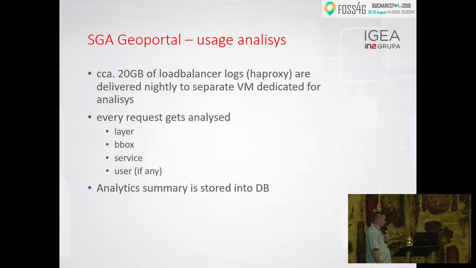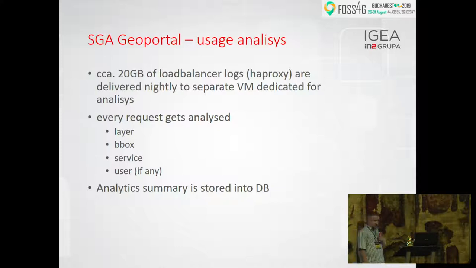Something about usage analysis. The daily load balancer, HAProxy, creates about 20 gigabytes of request logs, which are delivered nightly to a separate machine, which is dedicated to request analysis. Every request gets analyzed, so what we analyze is the layer requested, the bounding box from the request, the type of service, WMS, WMTS, WFS, and so on, and the user if there is some. If not, then it's an anonymous request.